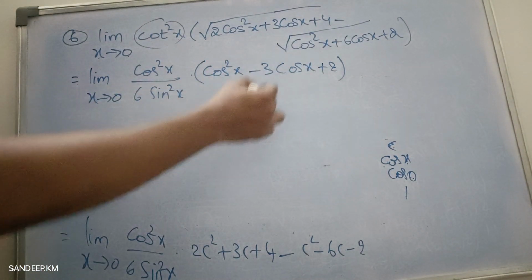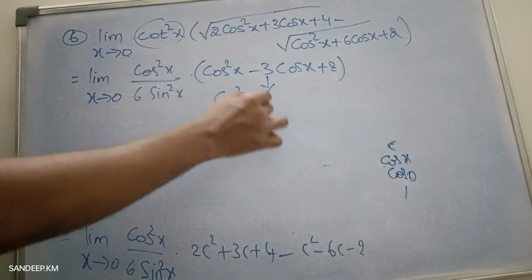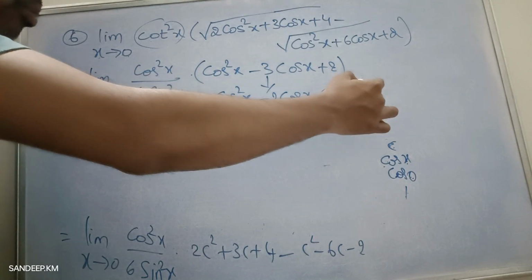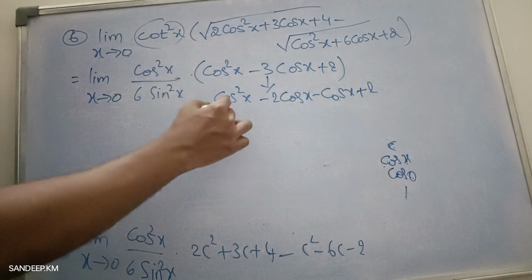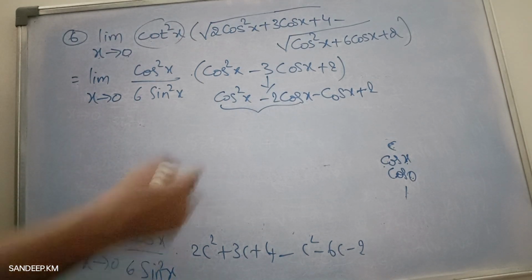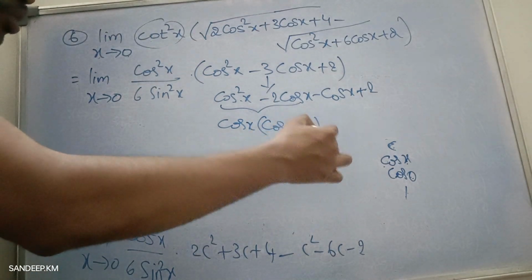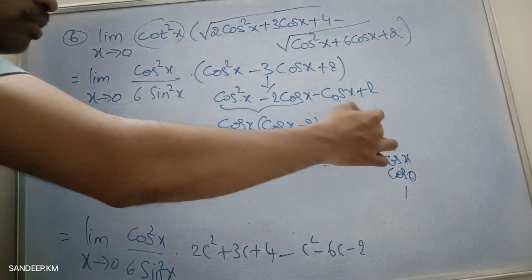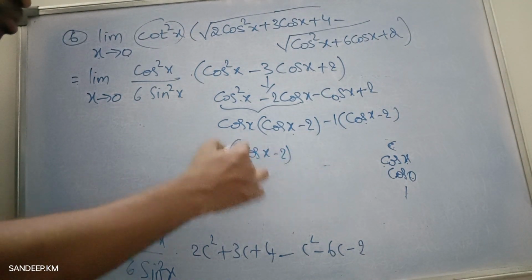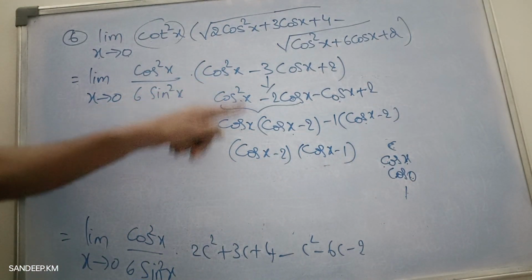And you can factorize the numerator. How can I factorize it? By splitting the middle term. Okay, cos square x minus 2 cos x minus cos x plus 2. I hope you know how to split the middle term. In case you do not know how to split the middle term, do practice the problems on factorization. So you can take cos x common, cos x into cos x minus 2, and here we can take minus 1 common, cos x minus 2. So here and here we can take what common? Cos x minus 2 into cos x minus 1. So after factorizing this, it becomes this.